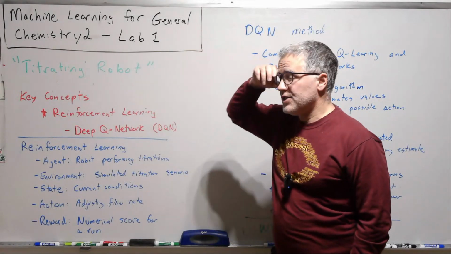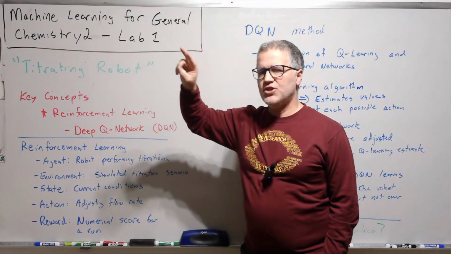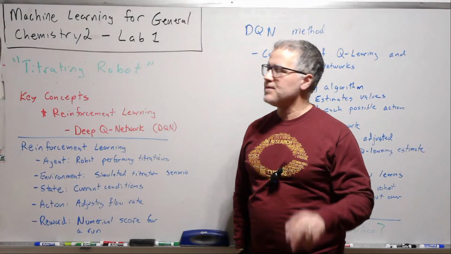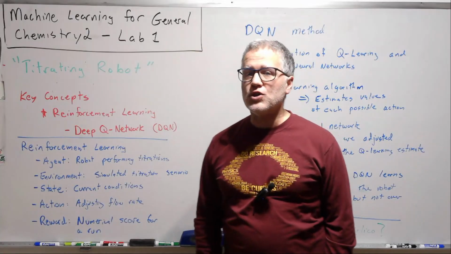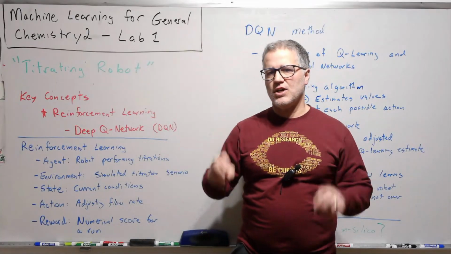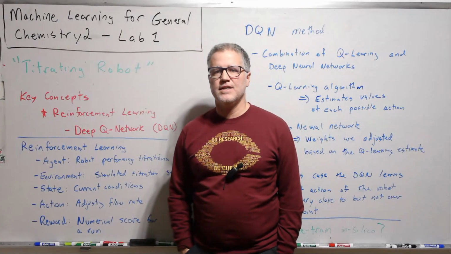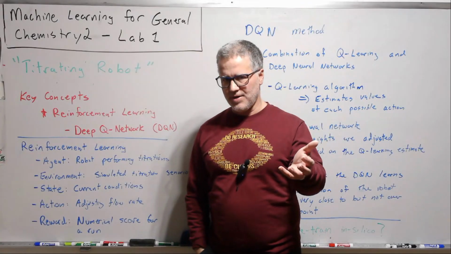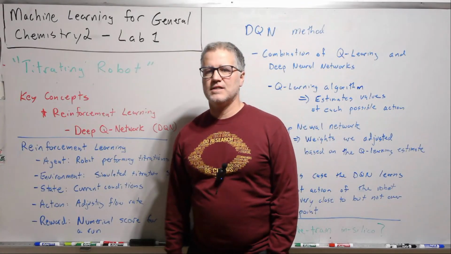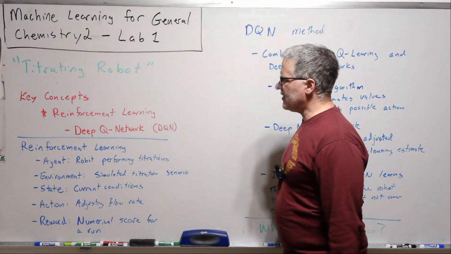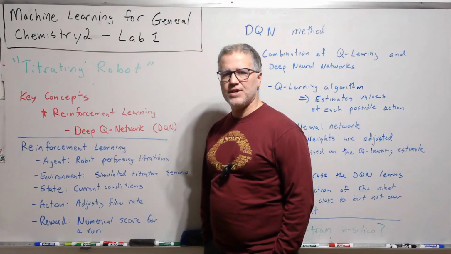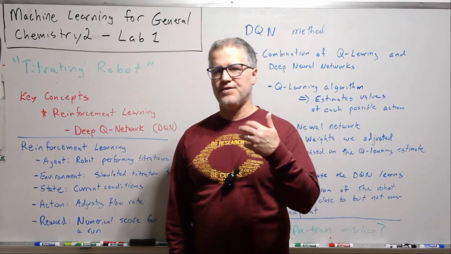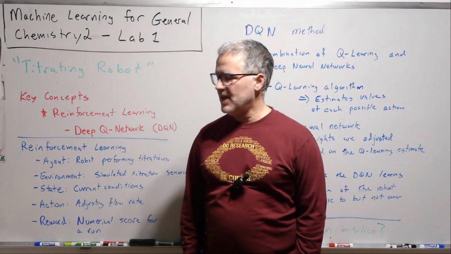So today we're going to do the first lab in the Machine Learning for General Chemistry Part 2. And this is going to be doing some reinforcement learning to teach a robot how to titrate sodium hydroxide against hydrochloric acid. The key concept that we're working with in this lab is reinforcement learning. So this is the first time we've run into this concept.